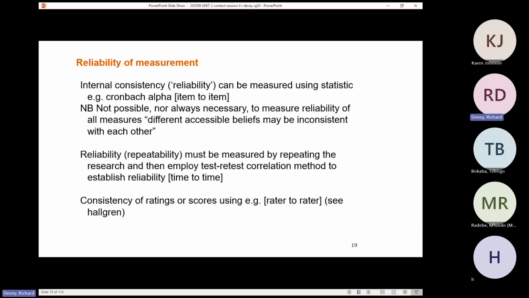Okay, so reliability: there are different types of reliability. There's what we call internal consistency.